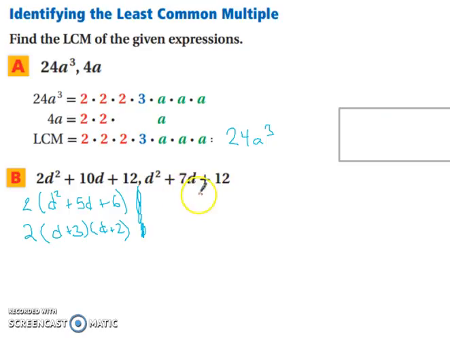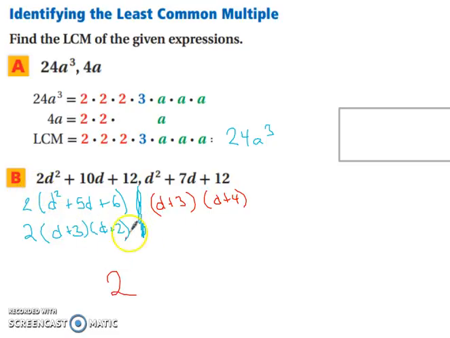So we have d² + 7d + 12. If we factor this, we want two numbers that multiply to give us 12, but add to give us 7. So that's going to be 3 and 4. So we have (d + 3)(d + 4). So if we look, they don't both share a 2, so we do need a 2 here. So that way it takes care of that one.